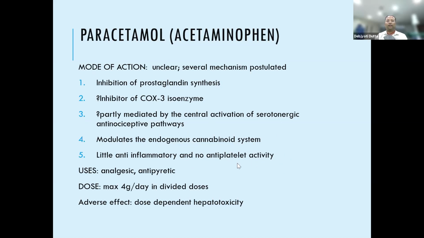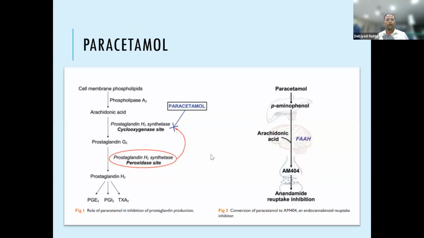Why are these things so important? Because while writing a prescription, if you write pregabalin also, gabapentin also, two different painkillers acting on the same receptor, then it looks like a very foolish prescription. So that's why we should know where we are targeting, which receptor we are targeting. I will not go into detail. So paracetamol, we know.